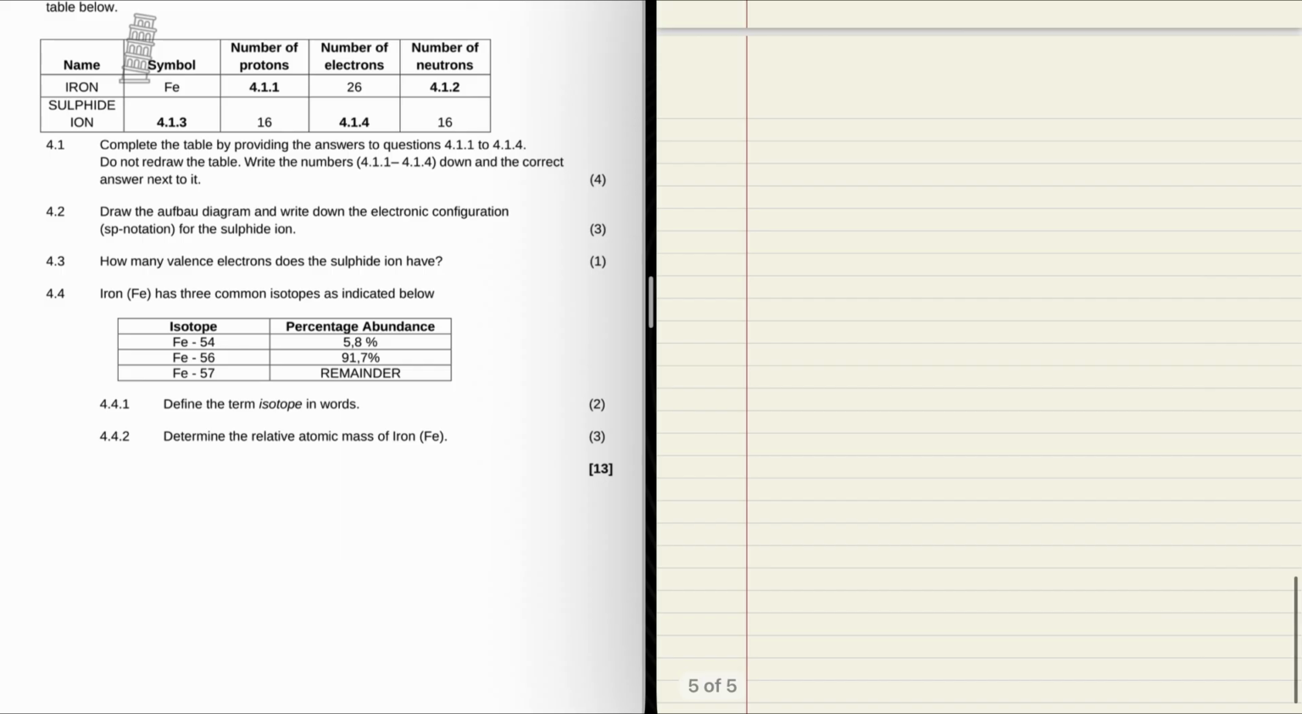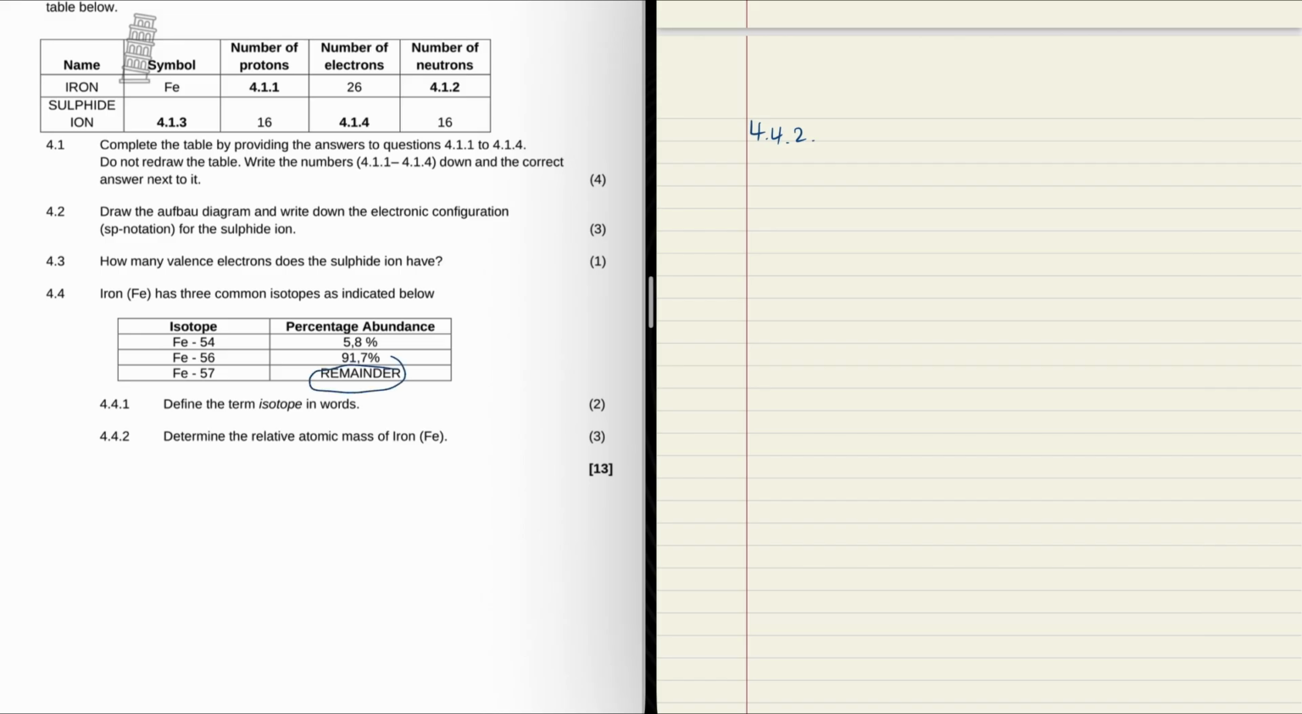Question 4.4, iron has 3 common isotopes as indicated below. So Fe 54, 56, 57, and they've given us some percentages. So what is an isotope? Isotopes are elements that have the same atomic number, or same number of protons, but different mass number, or you could say different number of neutrons. Question 4.4.2, determine the relative atomic mass of iron.